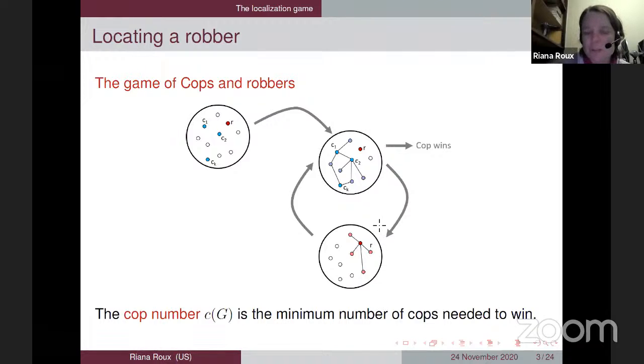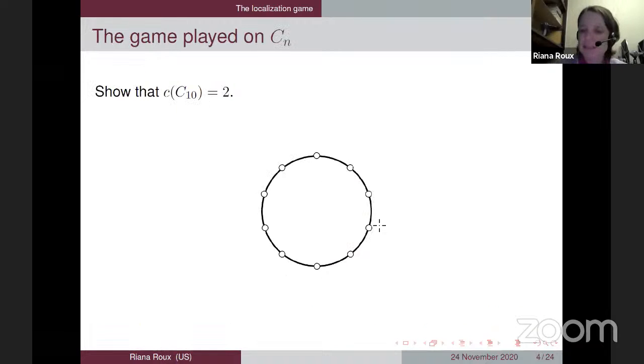I'm going to now work through an example so that we can see how this game works, just to get a feel of what we are doing in the cops and robbers game. So we're going to play it on a cycle, specifically on a cycle on 10 vertices. And we're going to show that the cop number of a cycle on 10 vertices is equal to 2. In general, this is also true. So this is just a small example of how it works on cycles.